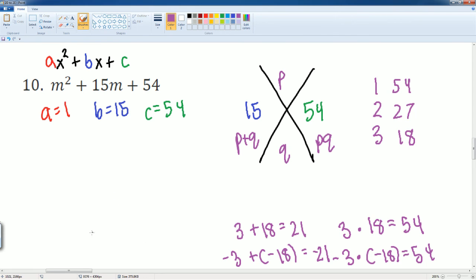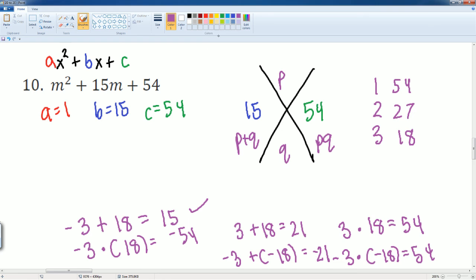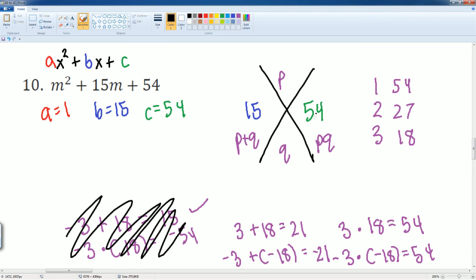The only way I can make 15 is negative 3 plus 18. That's the only way I can get 15. Look, it works. But what's negative 3 times 18? That gets you a negative 54. That's impossible, right? Do you see how you can't get a positive 54 there? So we would say this doesn't work. We would say this is prime.